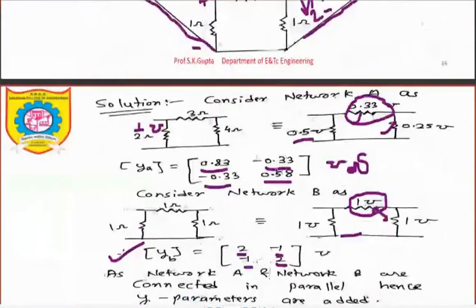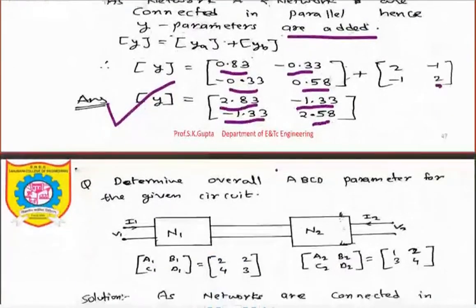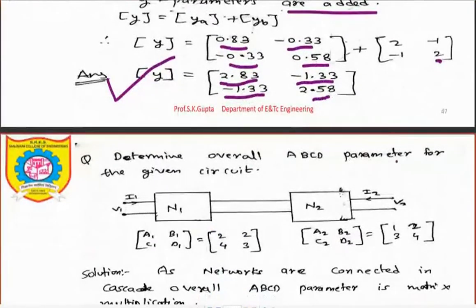Okay. Now let's look at one more question. Determine the overall ABCD parameter for the given circuit. For network 1, they have provided the ABCD parameter, and for network 2 also they have directly provided the ABCD parameter. Now what type of connection is it? In the question they have not mentioned how they are connected. We have to identify. The output of network 1 is connected as an input to network 2. That means it is a cascade connection.